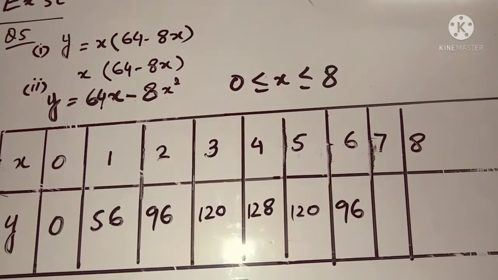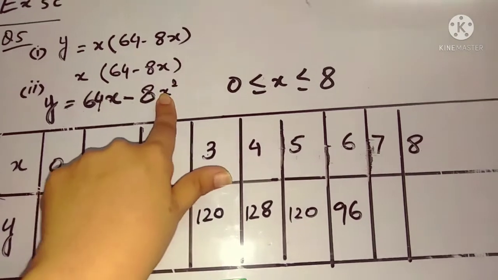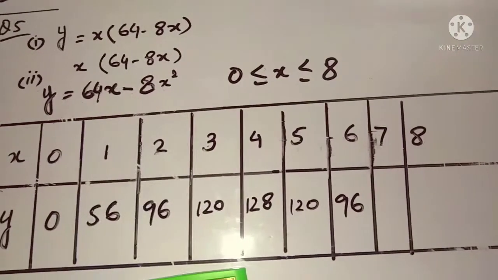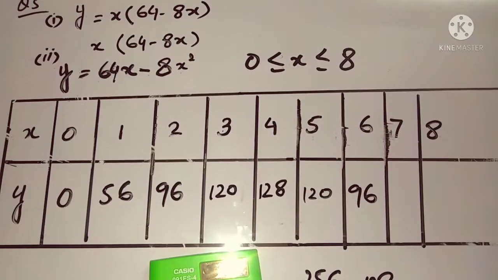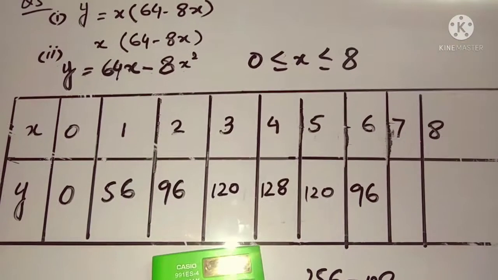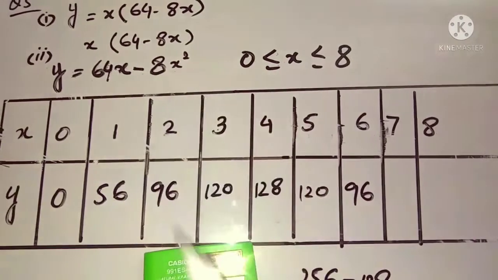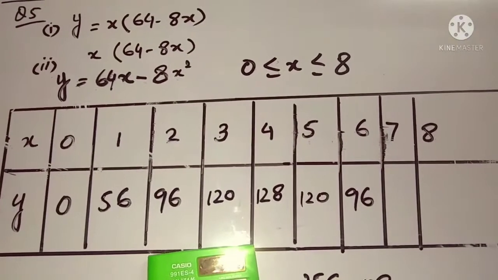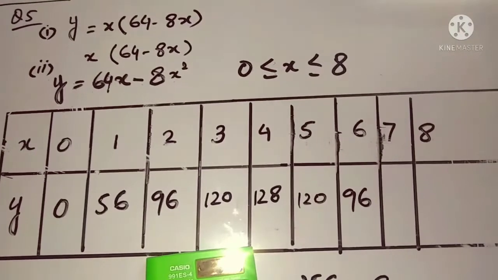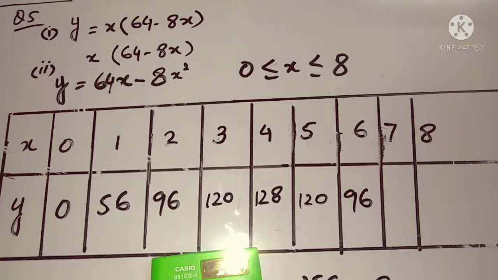In the same way, now put 7 over here. So 64 7s are 448, and over here 7 7s are 49. 49 multiplied by 8 will be equal to 392, and when you subtract 392 from 448, you get 56.